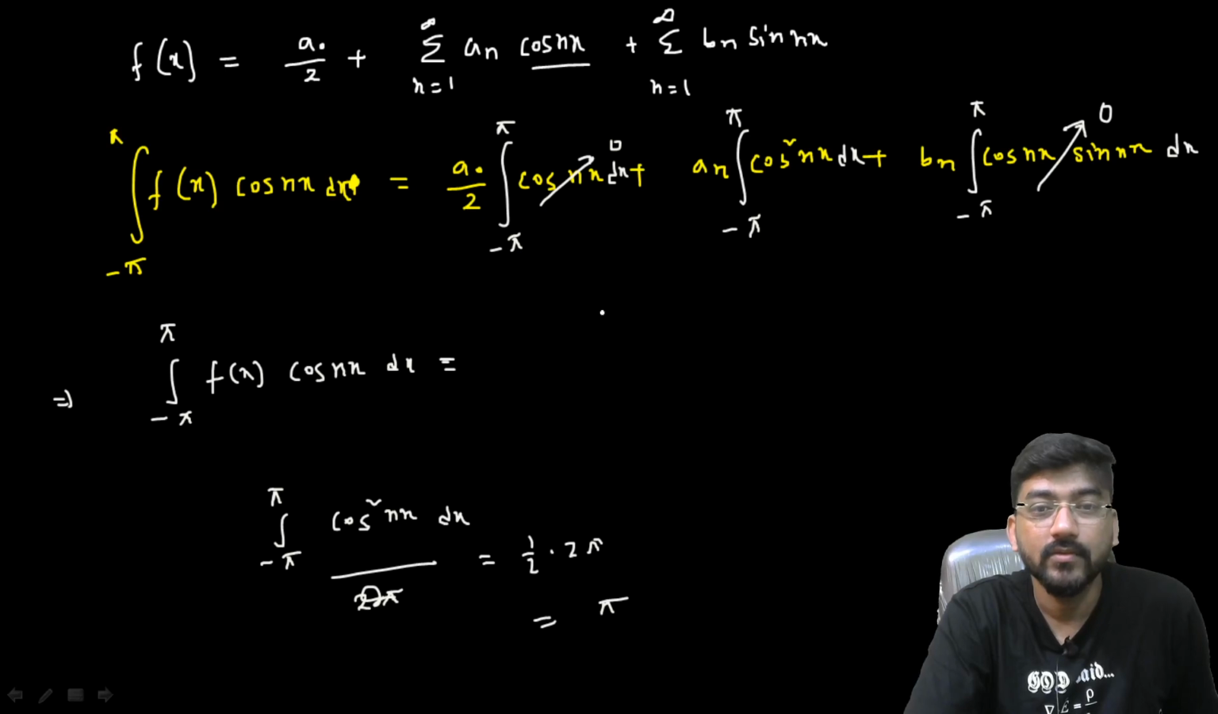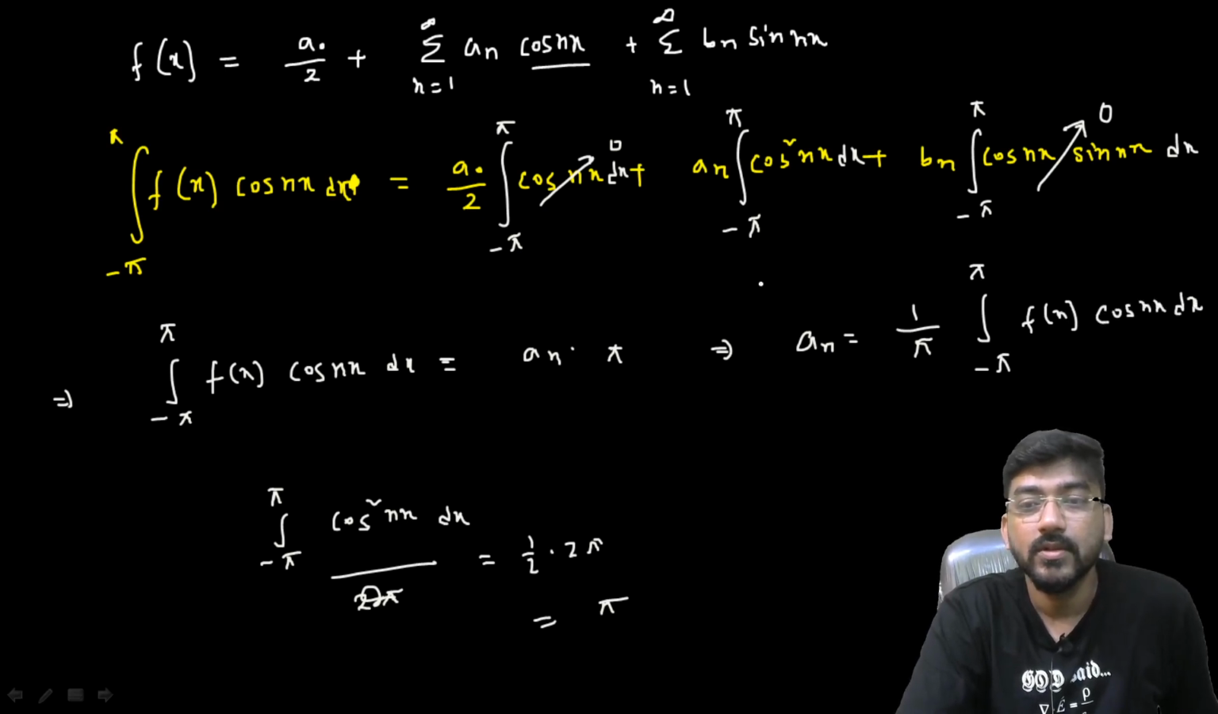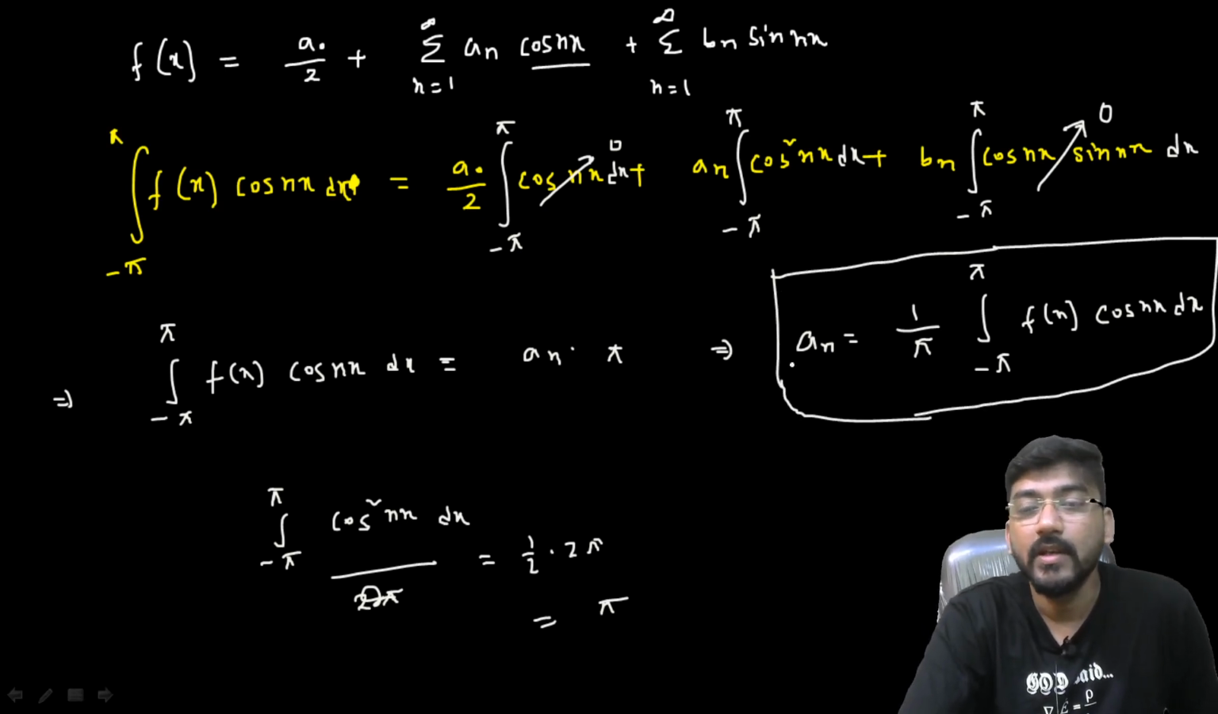So that is equal to an into pi. So what will be an? An will be just 1 by pi integration minus pi to plus pi f of x cos nx dx. This is the value of coefficient an. So when you are given f of x, you can find out an from this expression: 1 by pi integration minus pi to plus pi f of x cos nx dx.